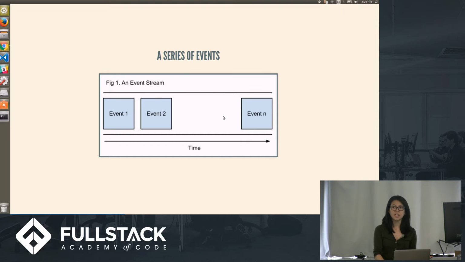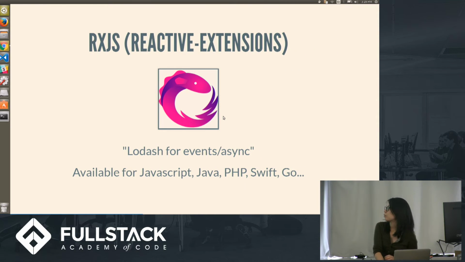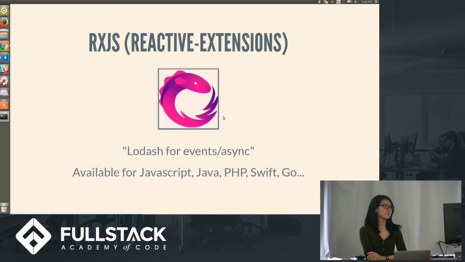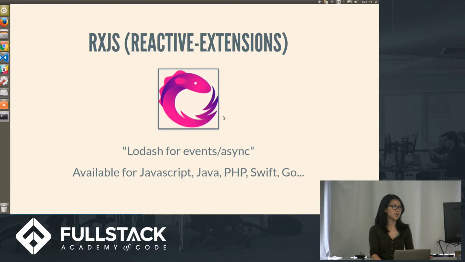And wouldn't it be nice if you could take a series of events and use those similar methods on top of it? Like maybe take all of your mouse moves, dot forEach off of them, dot map, and dot reduce. So that is where RxJS comes in and really shines. People sometimes call it the Lodash for events in async. It's called Reactive Extensions because you can just import it into your program, and it brings all these methods along with it and all these objects that you can use.